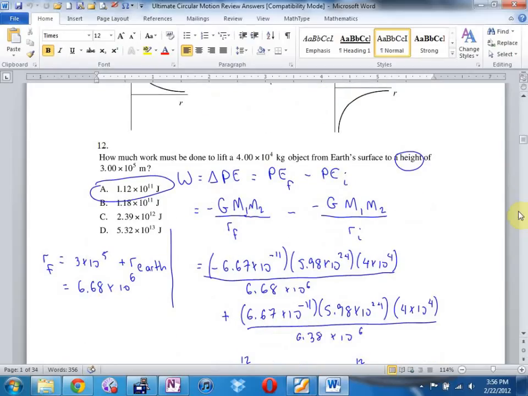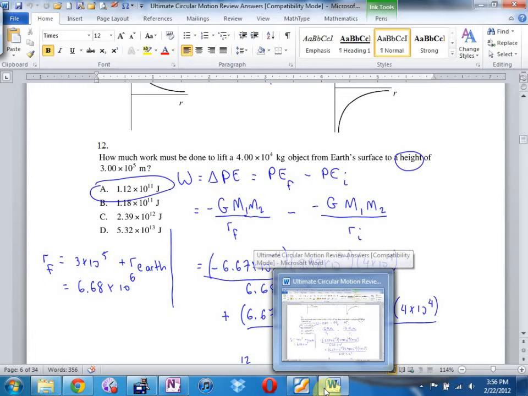Oh, no, you know what? 6 point, it is right. 6.38. There's the first, there's the R initial. But when you go 6.38 times 10 to the 6th plus 3 times 10 to the 5th, all that happens is that 3 gets added to that 3 and it becomes a 6. I did do it right. I'm taking that money back.